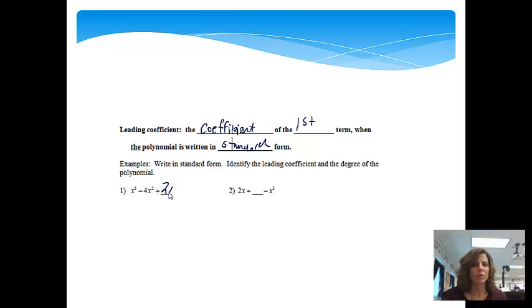So let's put a 2x to the 5th in that blank. All right, so first thing it says to write it in standard form. So if I look at my powers, I have a 3, a 2, and a 5. My highest power is on this term, so I'm going to bring the whole term with me. It's a positive, so I'll take 2x to the 5th.